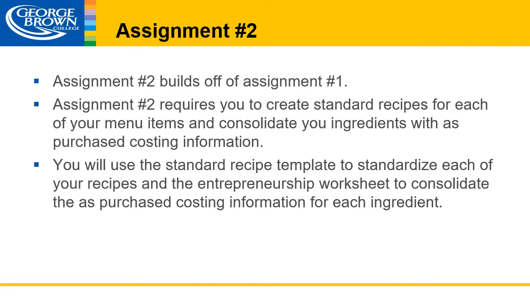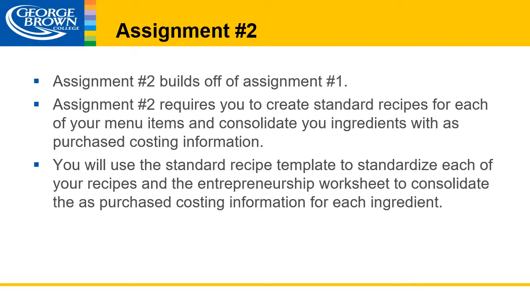What you're going to be doing in assignment number 2 is creating standard recipes for each of the menu items and then gathering the costing information. At a high level, standard recipes are just identifying what ingredients are in each recipe on your menu, how much of each ingredient, the method of preparation, so how you actually cook the menu item, and then any relevant temperatures, so cooking and hot holding temperatures. You also have to identify the number of portions that each recipe is going to create and the portion size.